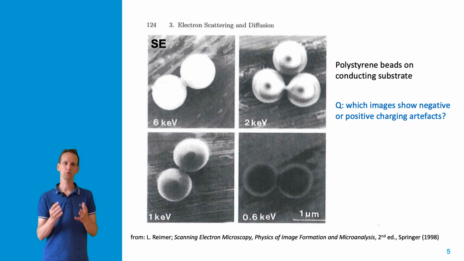Now on this slide you see an example of polymeric beads, so insulating beads on a conductive substrate, recorded at various different landing energies, going from 6 kilo electron volt on the upper left to 0.6 kilo electron volt in the lower part. Now the electron energy in this range goes from a situation where most of the primary electrons penetrate through the beads into the underlying conductive substrate, which would also lead to a mitigation of charging effects in the image, to a situation where we cross E2 and we would observe positive charging.